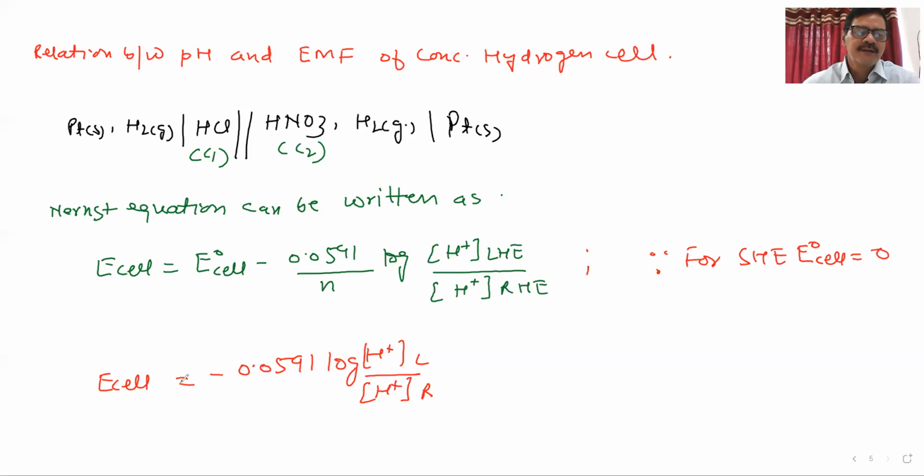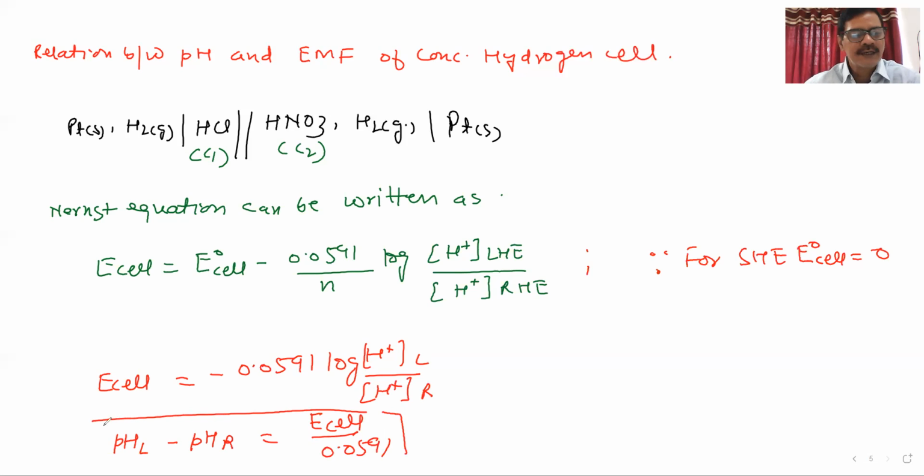So again we can see this term will become equal to minus log H positive of L, which will be pH of L minus pH of R. Now this will become E cell divided by 0.0591. So in that way we can calculate the pH, whatever concentration cell is given.